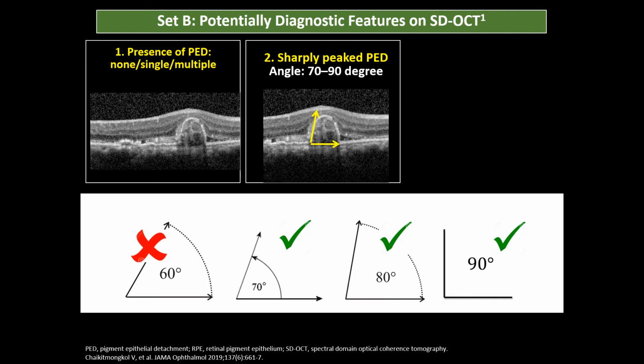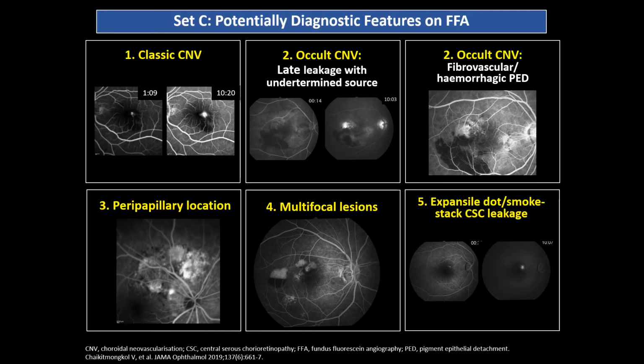For sharply peaked PED, because the previous literature does not provide a definite definition of sharply peaked PED, in this study we propose that an angle between 70 to 90 degrees is called sharply peaked PED. We also look at the features on FFA, including classic or occult CNV, peripapillary location of the lesion, multifocal lesion, and typical leakage.